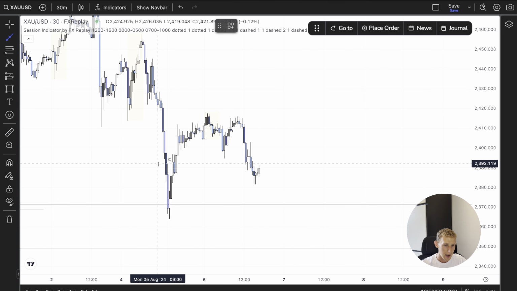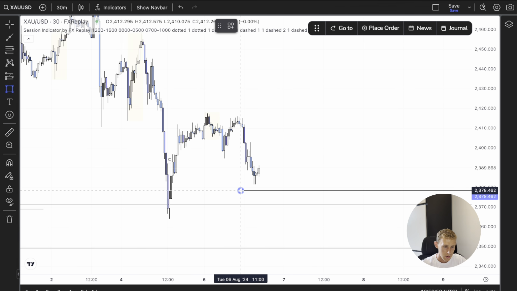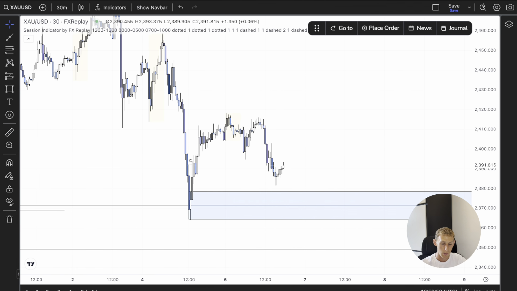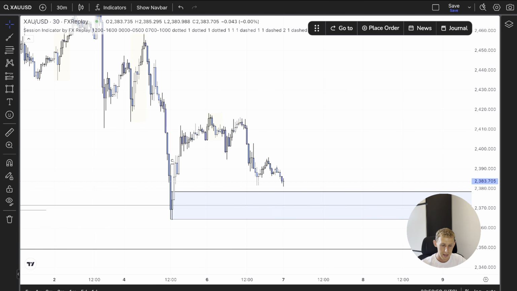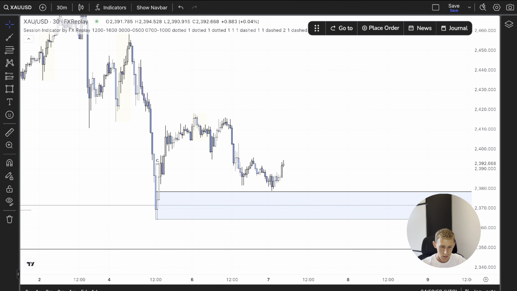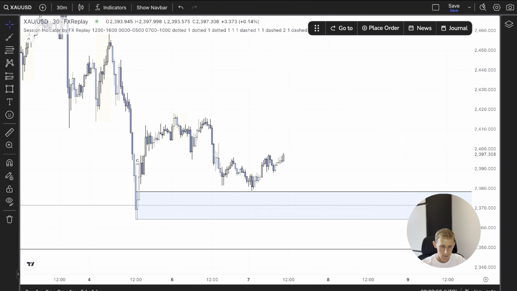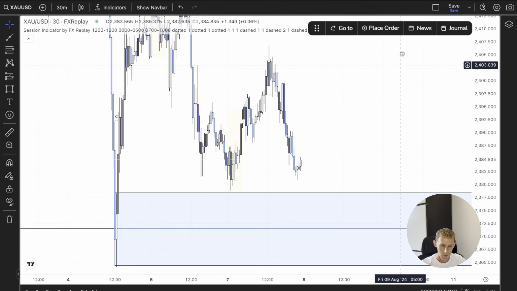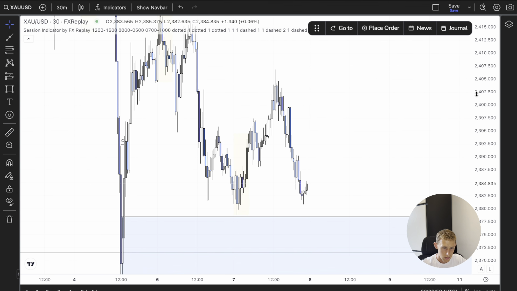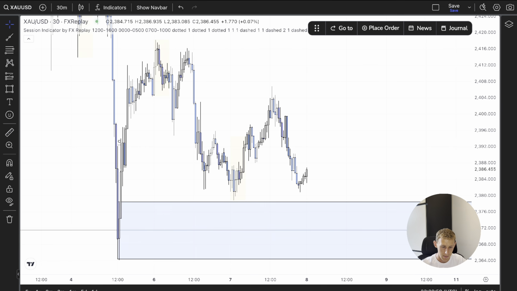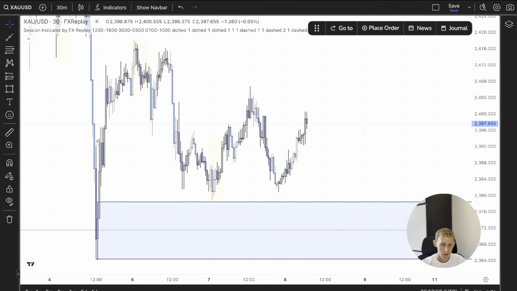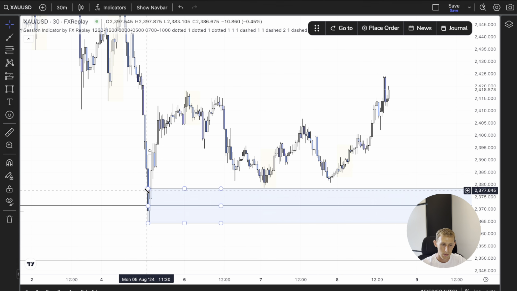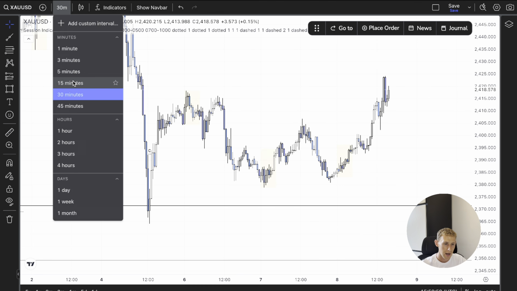I would still consider buying from here, maybe from this demand, but now I would probably want to see another confirmation in this area if price comes down into it. Let's see, it's induced it at the moment. Yeah, we've also got Asia low above it, so I'm going to probably wait for that. Okay, maybe not.